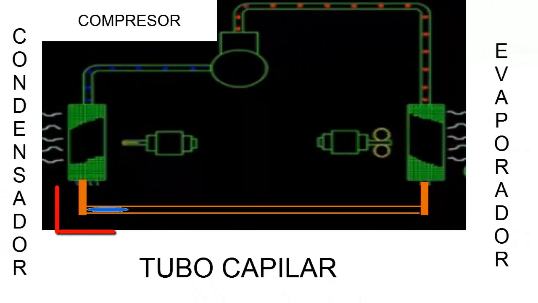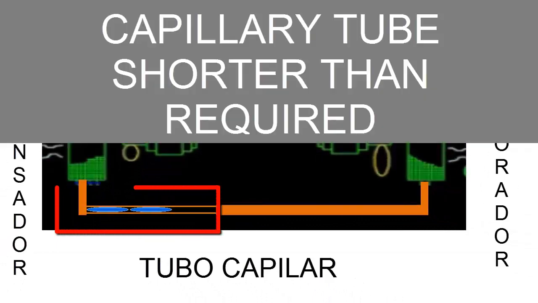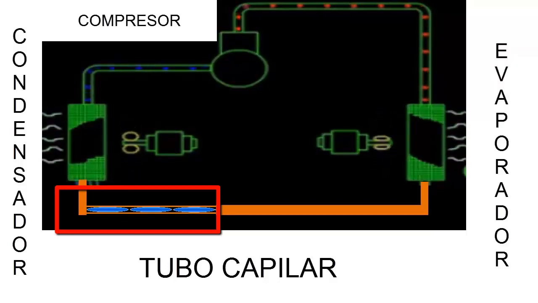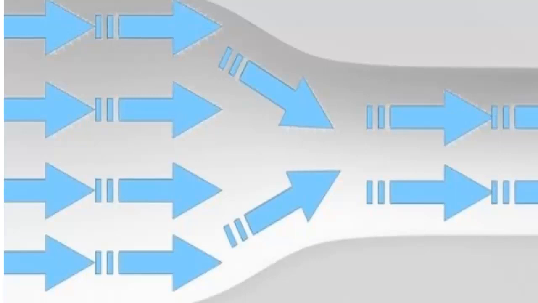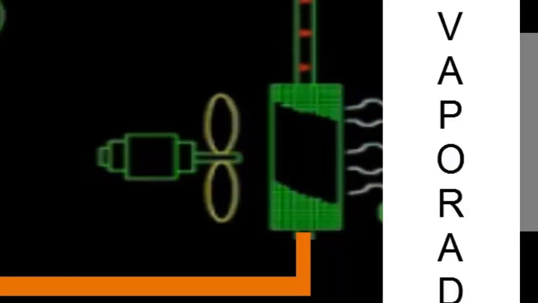Let's go to the second case, when we place a smaller capillary tube than the one we should have, a shorter length. When we place a shorter length, then we are going to have less control of the gas flow. Therefore, the gas will come out more easily from the condenser and will reach the evaporator. Therefore, the high pressure will decrease significantly.